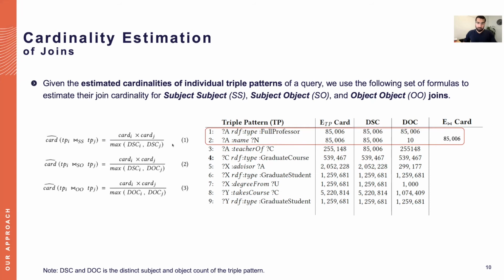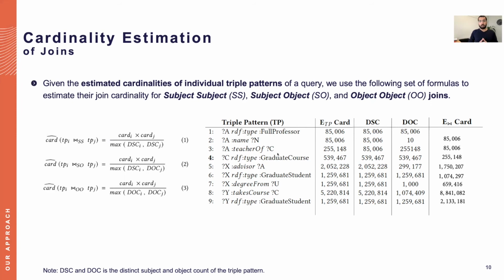and here is the estimated joint cardinality. Similarly, we move further and we compute the estimated joint cardinality for triple 2 and 3, where still there is a join between subject-subject. Then we move further and we compute joint cardinality between triple pattern 3 and 4, where the join is between subject and object, and so on.